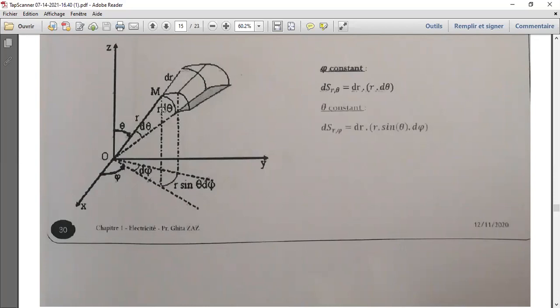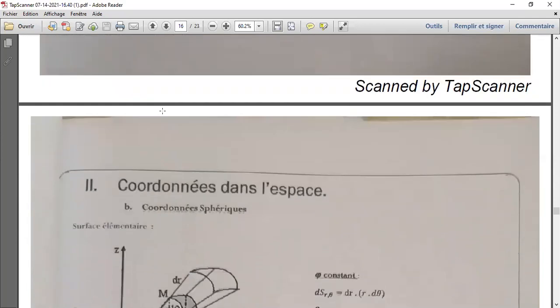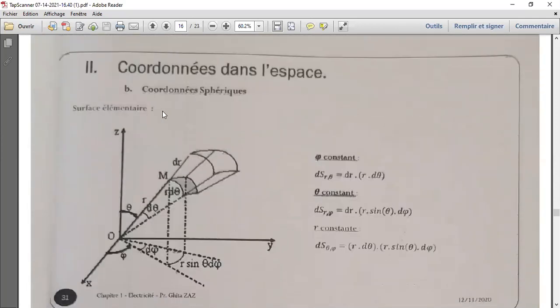So basically they tell you which one is constant. If you know which one is constant, you know which formula you have to use to find the surface of a certain shape, of a certain sphere. So I don't know if there's any questions. Any questions before we move on?